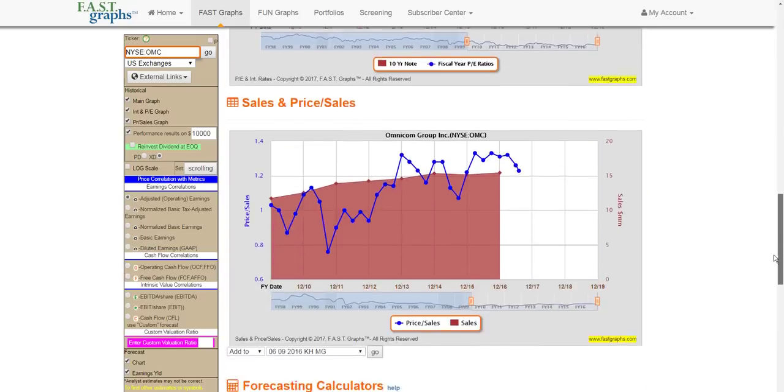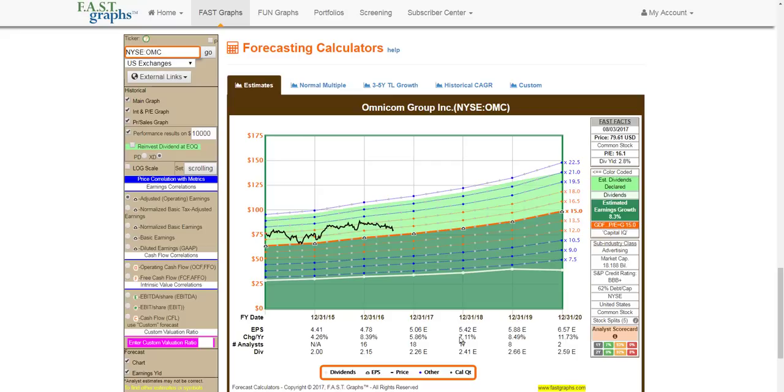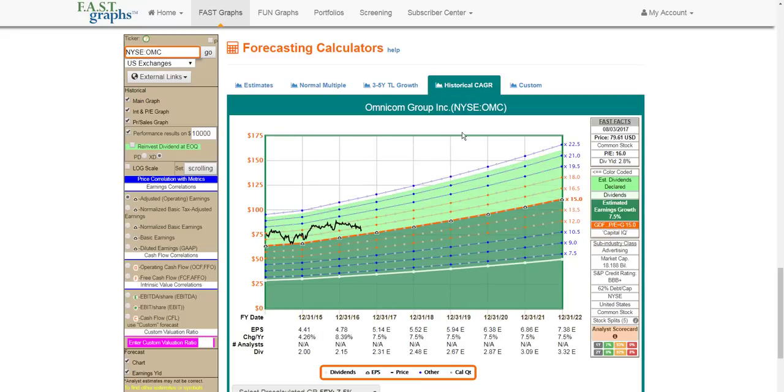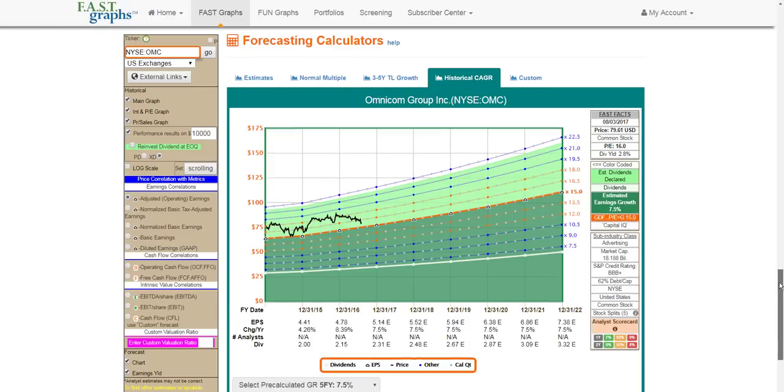So I'm going to go down to Omnicom, and I'm going to go to the forecasting calculators, and instead of using analyst estimates, I'm going to do something a little differently here, because this video and this whole article is all about investing with your eyes wide open and having realistic expectations. Get real with what your stocks can achieve.